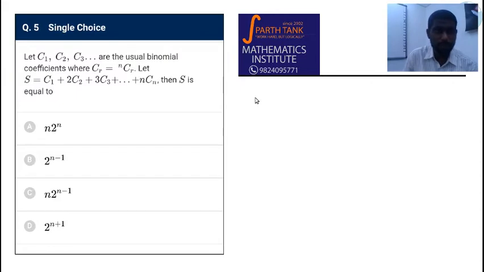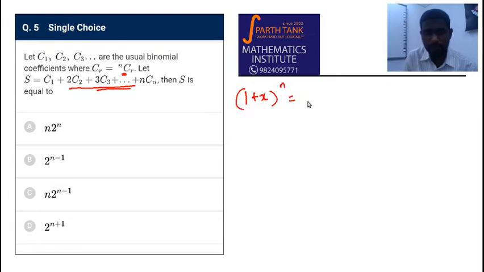Question number 5, using binomial coefficients. Let C1, C2, C3 be the usual binomial coefficients, where CR is NCR basically. Let S be equal to C1 plus 2C2 plus 3C3 up to nCn. Then S is equal to? Now remember, all these questions are usually based on the binomial expansion of (1 plus x) power n, which is usually given as NC0 plus NC1 into x plus NC2 into x squared and so on up to NCN into x raised to n.